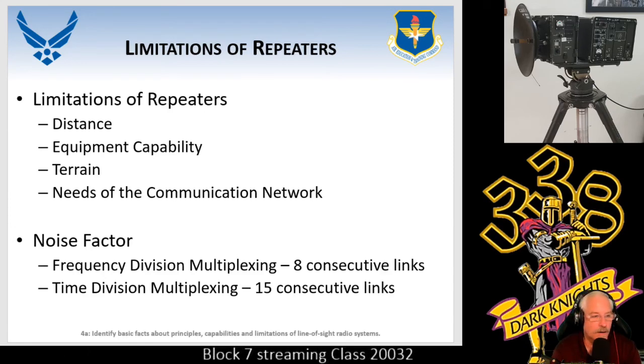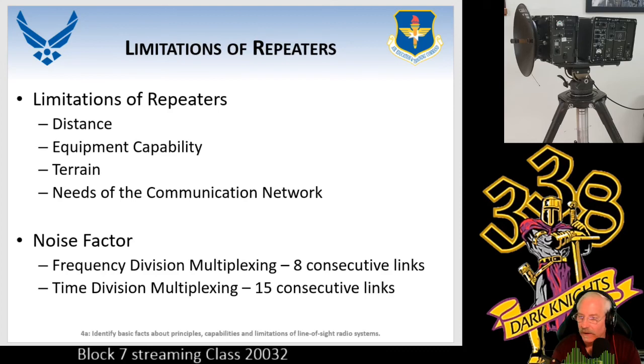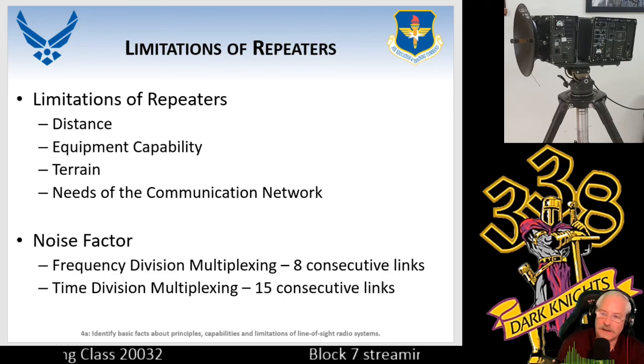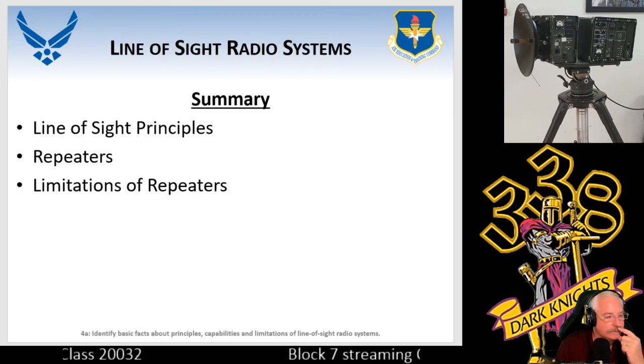Also, when we do this, as far as the limitations of the repeaters, we need to know the noise factor. Obviously, for your RF there are very few links. In our case, it's 8 consecutive in a row. But TDM, which is breaking it down into the aggregate, you got 15. So you can see the difference between the two.